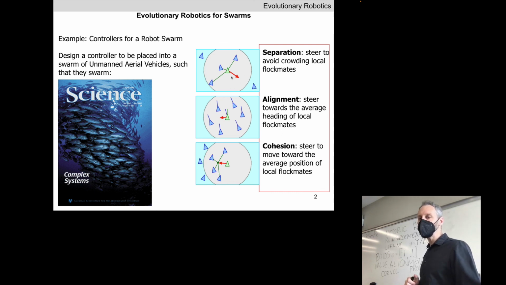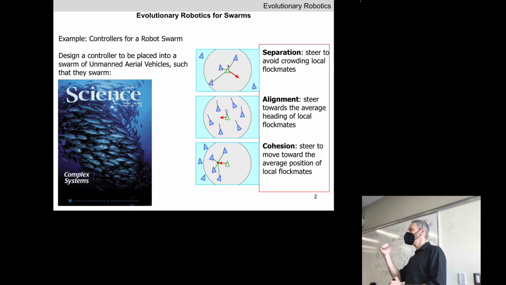In separation, it finds the positions of its partners. In this case, there are three. It takes the average position of those neighbors and changes its heading to head away from that average position. So separate, turn away from the center of mass of everyone you can see. So this function outputs a change in heading and maybe a change in velocity.